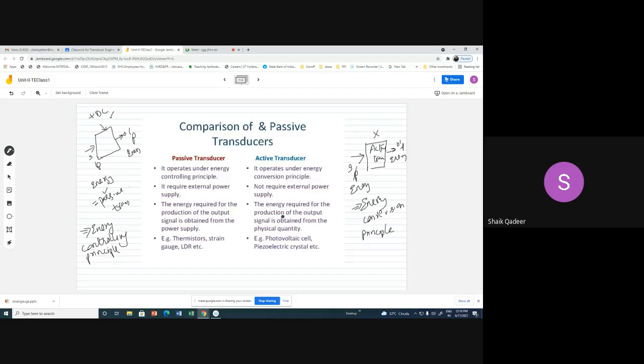Under active transducer, photovoltaic cell. What do you mean by photovoltaic cell? Solar cells. You know solar cells. Have you heard about solar cells? Yes, sir. What is the use of solar cells? It takes photon energy and converts photonic energy into electrical energy. Do we need to supply any DC supply to perform this conversion? No, sir. So photovoltaic cells or solar cells fall in the category of active transducer. It follows the principle of energy conversion. I think now it is clear to everybody.